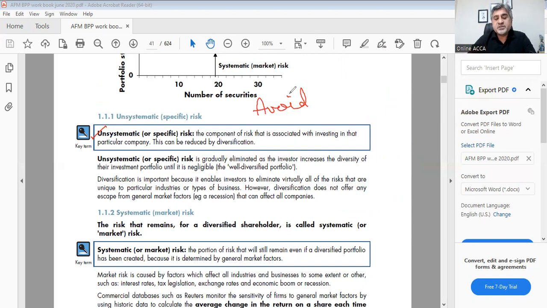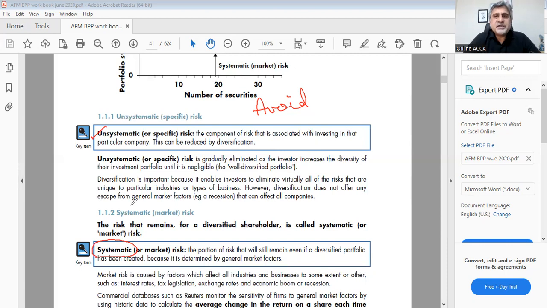But when it comes to systematic risk, this is a risk within the system, which means that this is the risk which is faced by the economy. And it is not faced by one entity. It is not faced by one nature of business. It is faced by all the businesses within that economic environment.